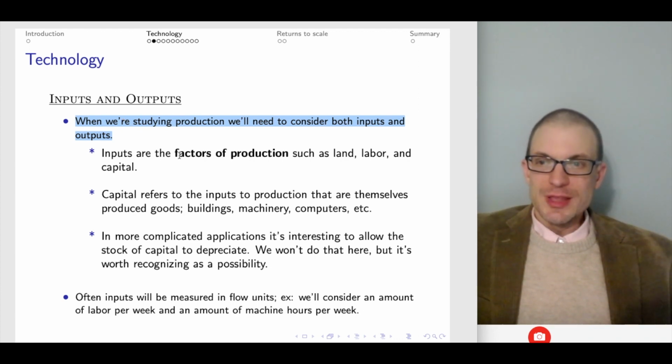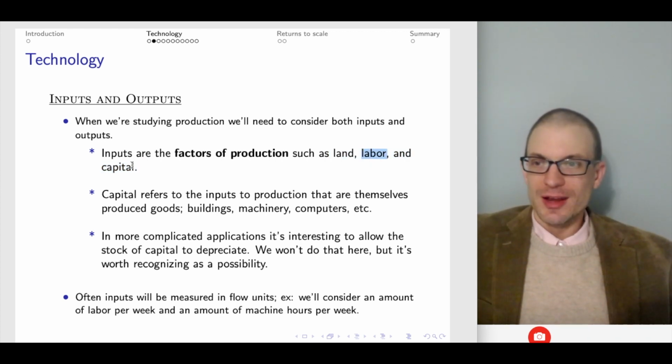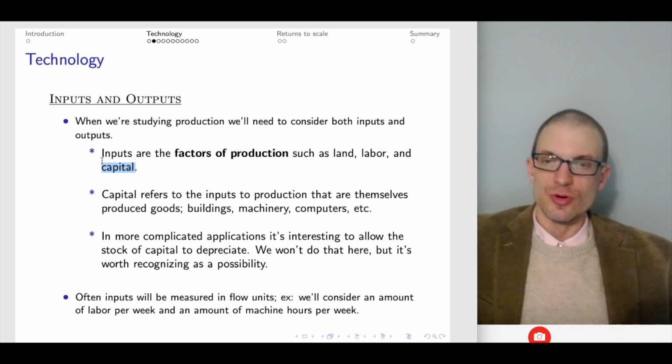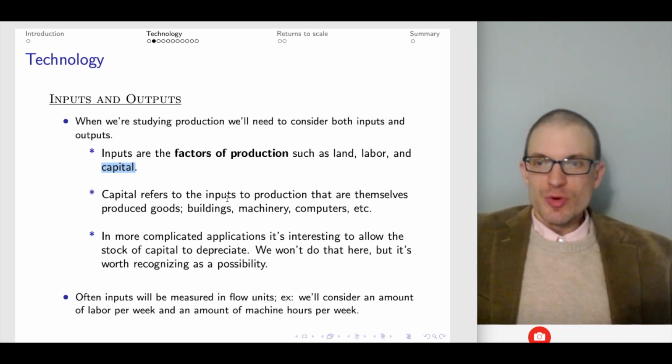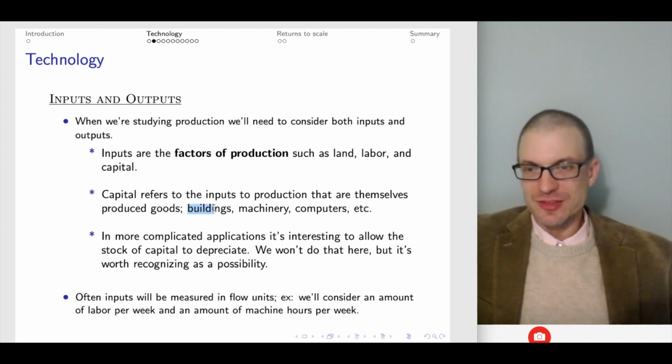By inputs, we mean factors of production, typically land, labor, and capital. For our purposes, it's going to be labor and capital. We're almost always going to restrict consideration to situations where there are 2 inputs, and I'll almost always call them labor and capital, or I'll just call them input 1 and input 2. For capital, we mean inputs to production that are themselves produced goods, such as buildings, machinery, computers.